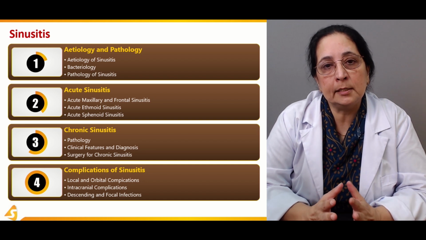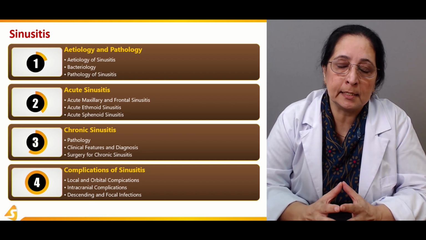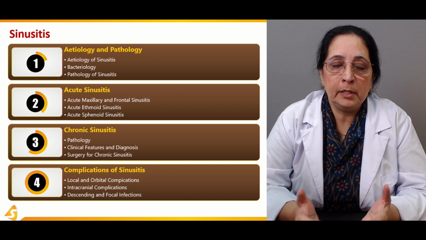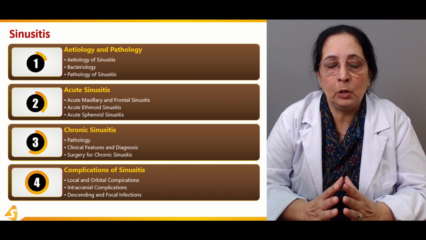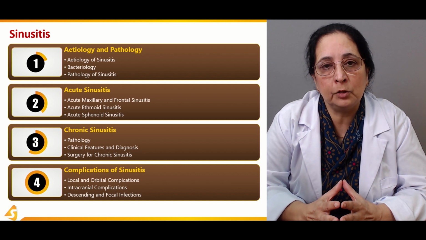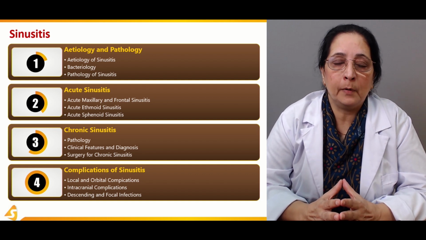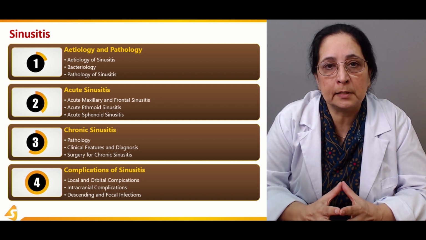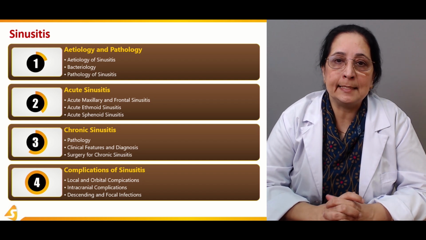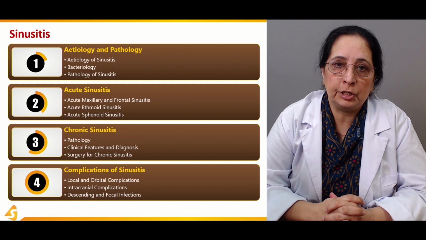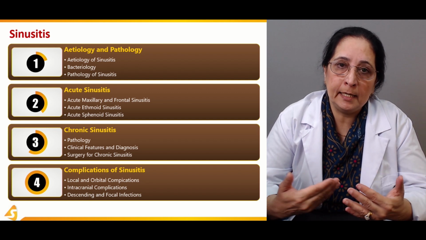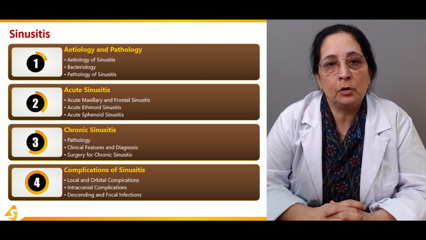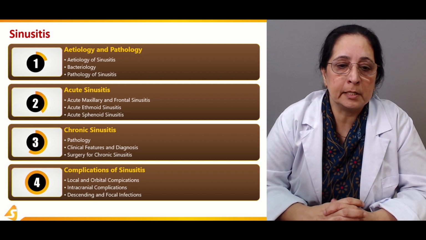Then in the fourth and final section, we will talk about complications of sinusitis. Complications are more commonly associated with chronic sinusitis when it persists for a longer duration of time. So we will talk about the complications that affect the local area and also the orbit or eyes. Then we will talk about the intracranial complications which can occur as a result of sinusitis, and also some descending and focal infections. Ascending is going up, so descending infections travel from the top to the lower portion. So we will talk about those infections in this 4th section also.